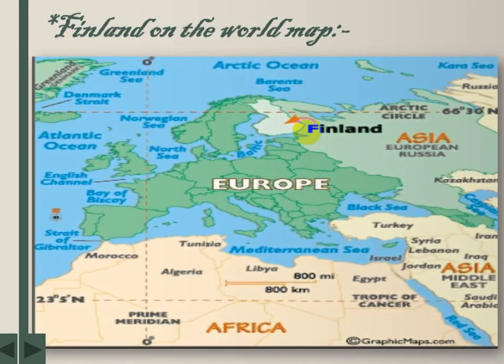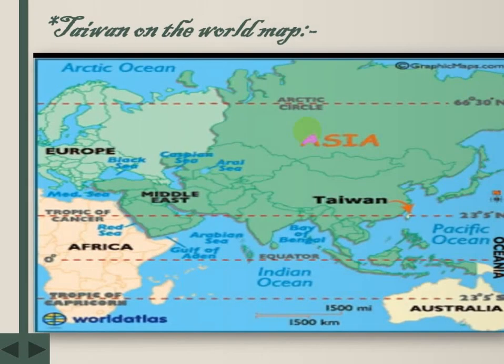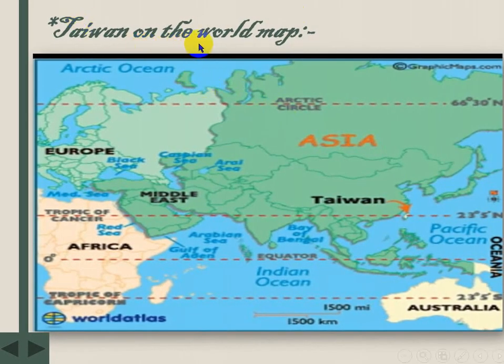Let's see the second country. Yes, Taiwan on the world map. Look, this is Taiwan. Taiwan is in which continent? It's in Asia. We can say Asia or Asia, both are correct. Is it in the south? It's in the southeast of Asia, yes.